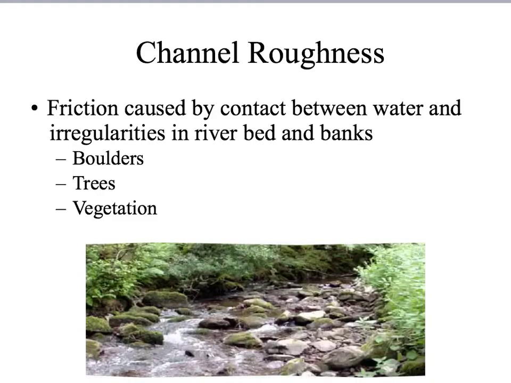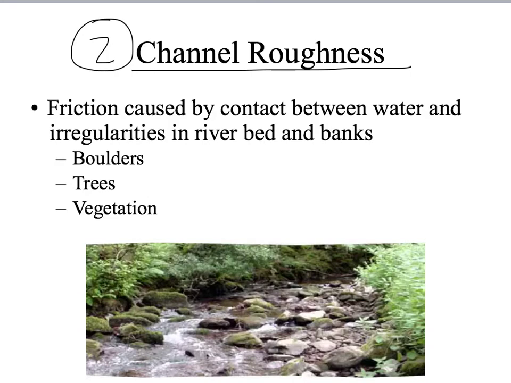Right, swiftly on to our second aspect. This is channel roughness, number 2. And channel roughness can simply be thought of as how much friction is going to be caused between the water and irregularities in the riverbed and banks.